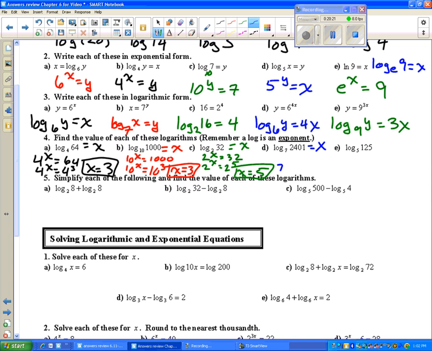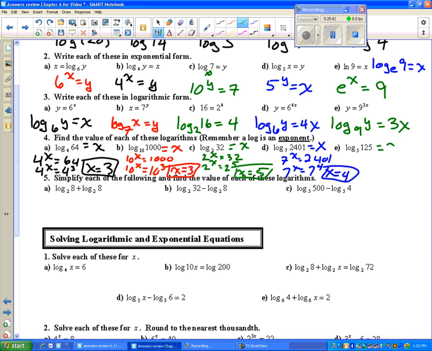7, change it to an exponent. 7 to the x is equal to 2,401. 2,401 is 7 to the 4th power, so x is equal to 4. If the bases are the same, the exponents have to be the same. That's what I'm doing on all of these, getting the bases to be the same.